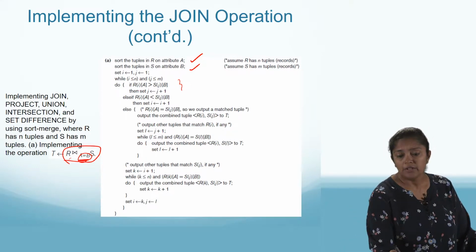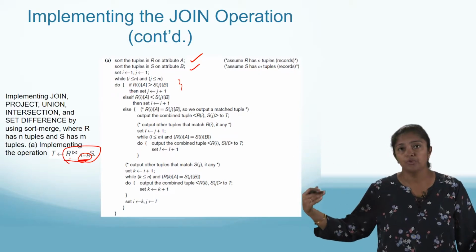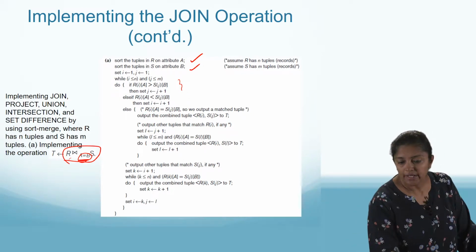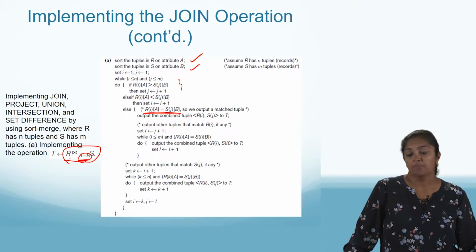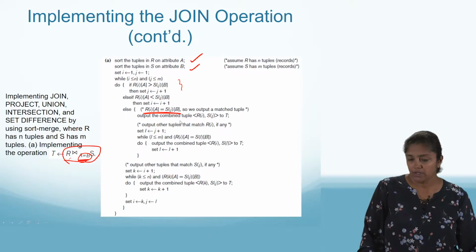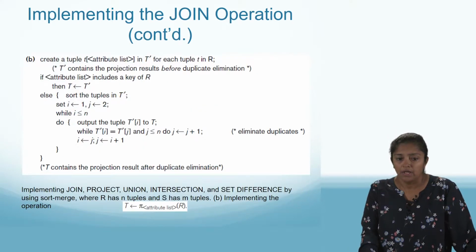Because they are sorted, it makes it easier. We look at the A value of the first tuple in R and compare it with the B value of the first tuple in S, and if the one in R is greater, then we just move to the next tuple in S, and to the next tuple, and so on, until we find a matching tuple. The moment we find a matching tuple, that combined tuple is stored into the output, and then we move on to the next tuple, and so on. So that's how the join operation method is implemented.